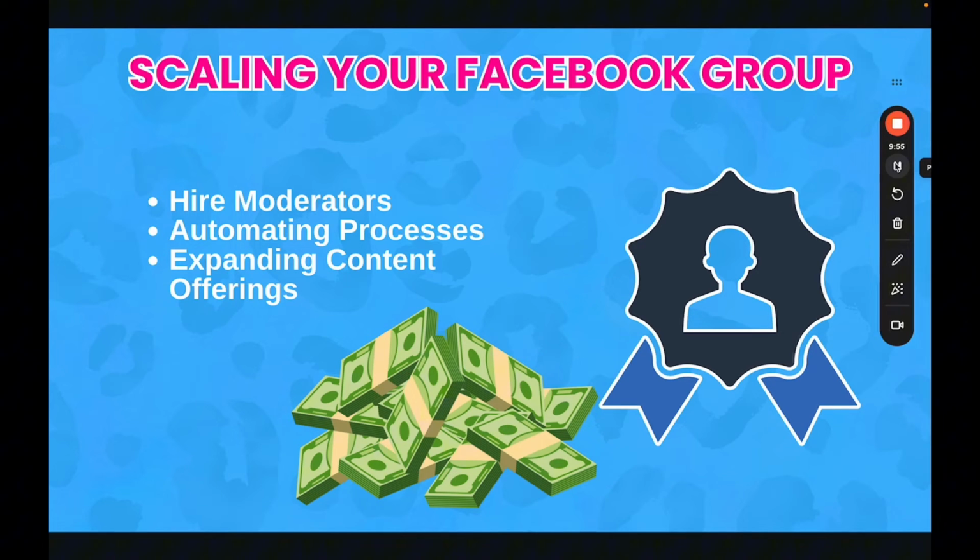So here's how to manage a growing community. Hire moderators. If your group becomes too large to manage on your own, consider hiring moderators. They can help with approving posts, they can help manage member requests, and they can enforce the group rules. Automating your processes. Use tools and software to automate as much as possible, whether it's scheduling posts, managing payments, or onboarding new members. Automation can save you a lot of time.